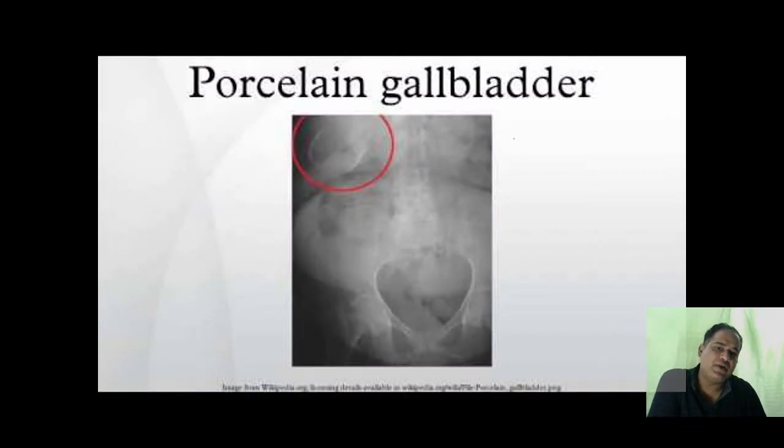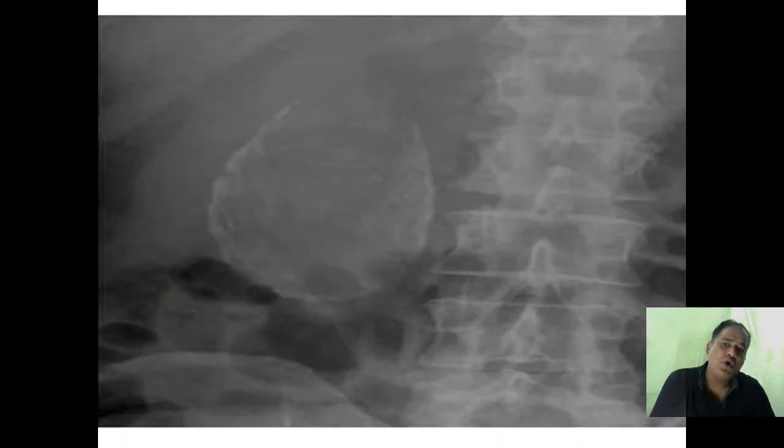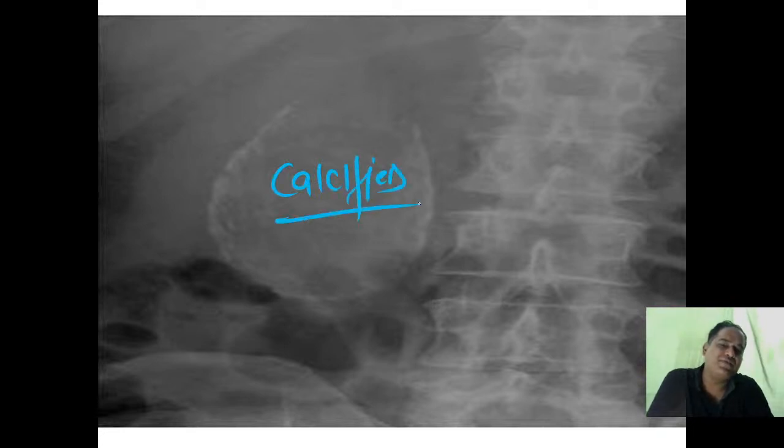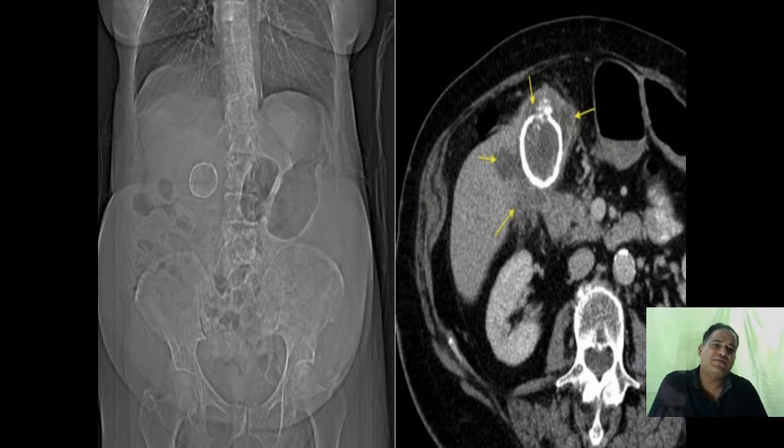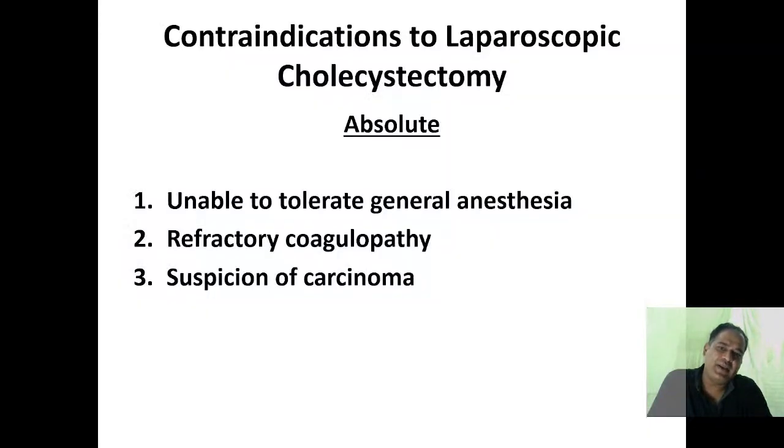Fine. Now, porcelain gallbladder. Earlier, they used to say it is a sure shot case of gallbladder developing into a malignancy. No, less than 5% chances of malignancy are there, but still, 5% chances are also significant. So this is an indication of cholecystectomy. You should do cholecystectomy if you see calcified gallbladder. That is an indication of surgery.